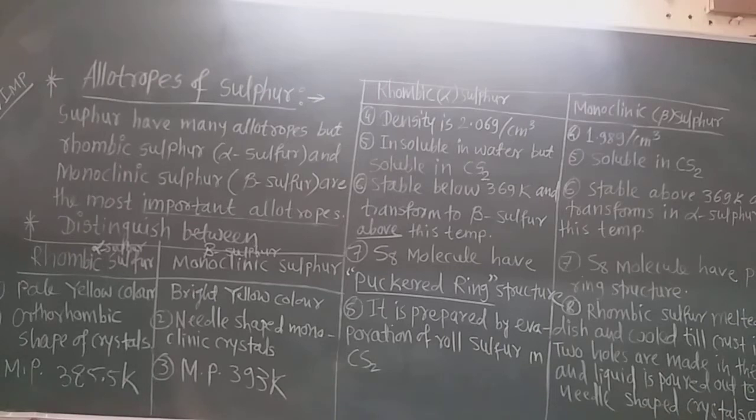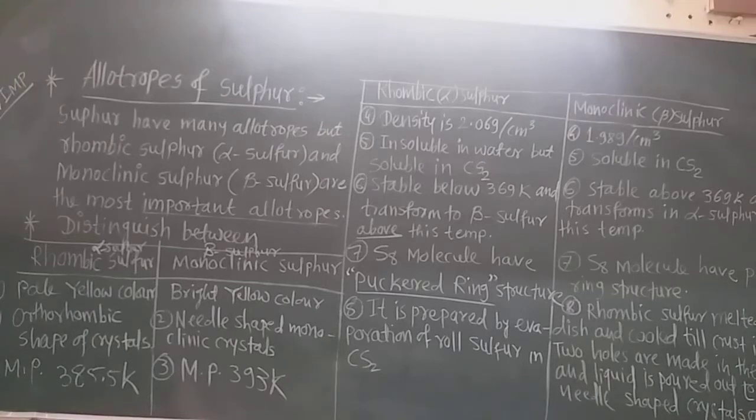The first one is alpha sulfur, rhombic sulfur. The shape of the rhombic sulfur is somewhat hexagonal. Now in Marathi it is called Bahubhujakruti Gandhak.